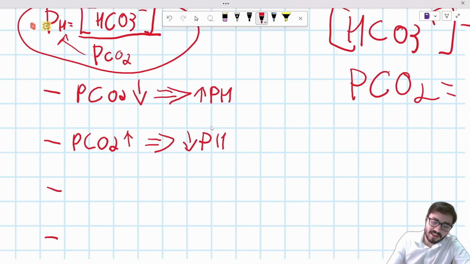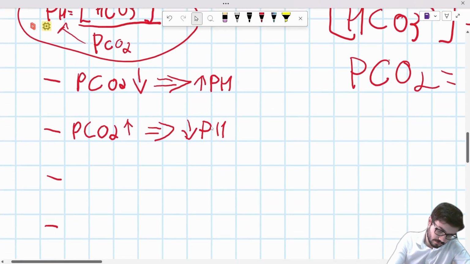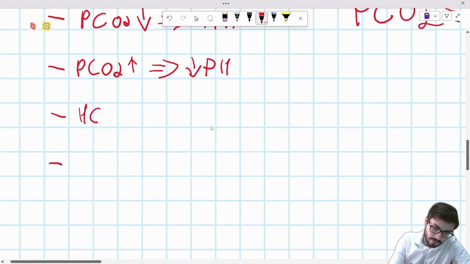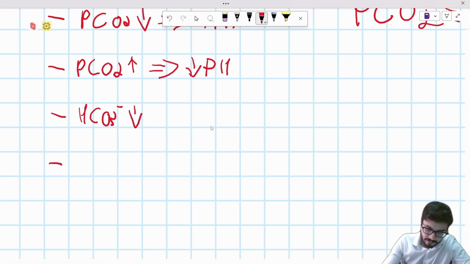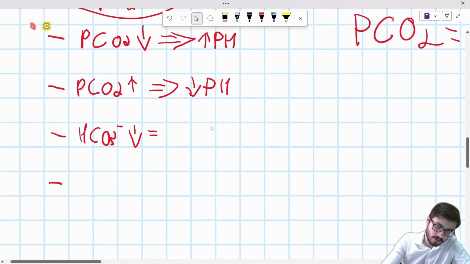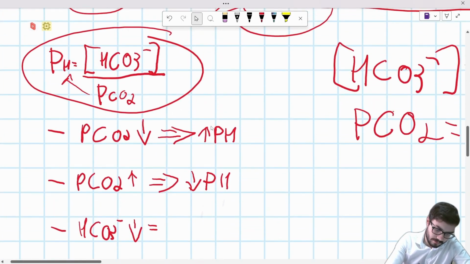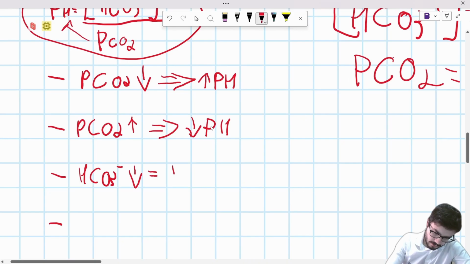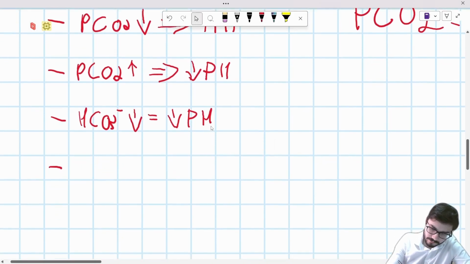Okay, so now we can analyze the bicarb. If the bicarb goes down, we'll have a lower pH also. If the bicarb goes up, we'll have a higher pH.